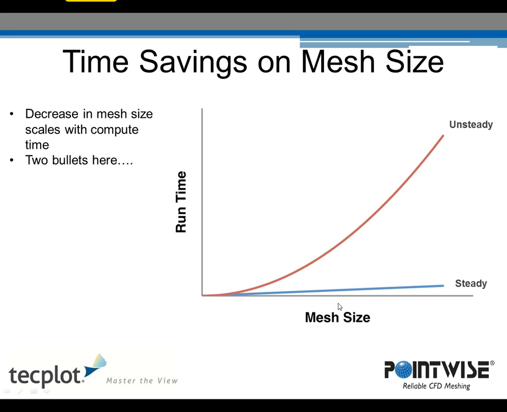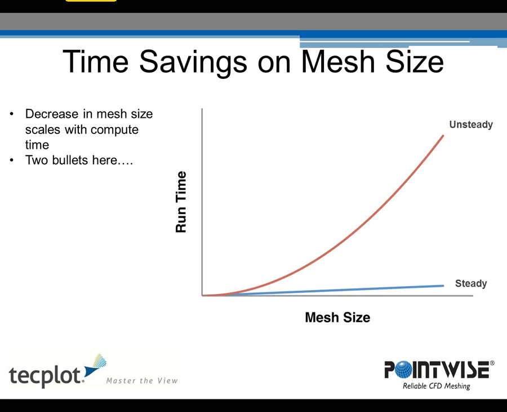We can see here on this simplified plot that as mesh size goes up, the runtime for an unsteady simulation increases quadratically, whereas for a steady simulation it is probably somewhere around linear. Of course, this wouldn't be a problem if Travis were only running one simulation, but he actually ran several hundred simulations, so there is a very significant benefit to doing that.